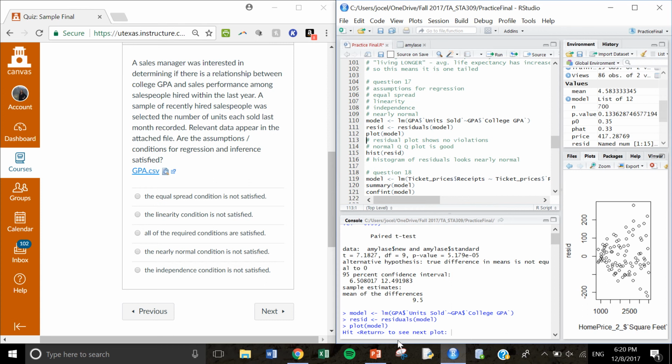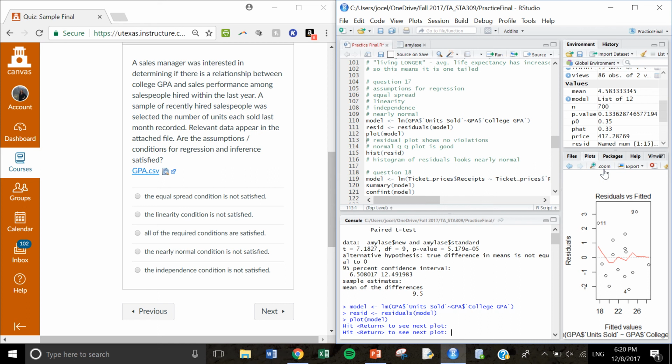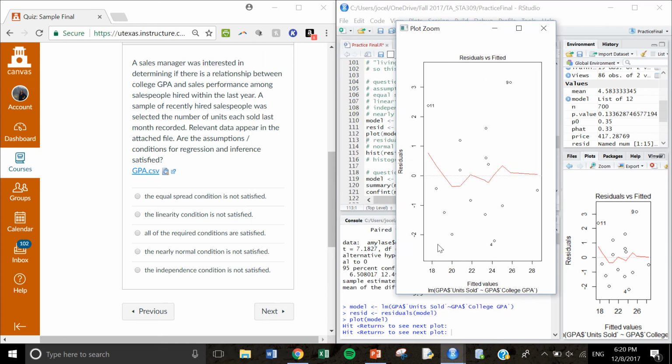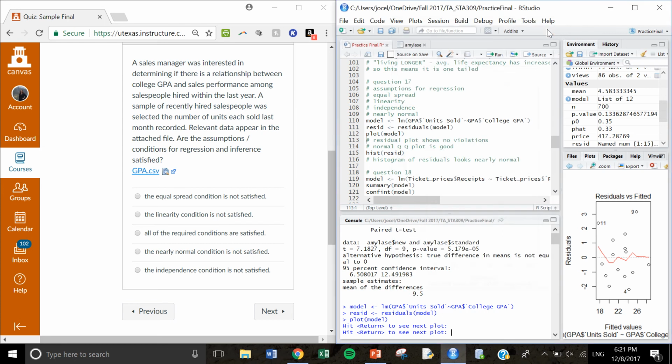And down here it says hit return to see next plot. So this is going to give you a bunch of different plots. We'll talk about which ones are important. First one, residuals versus the fitted values. And we see this looks pretty good. There's not a clear trend. If it was fanned out like we saw in an earlier question, or if it was curved, there would be an issue. But that looks pretty good.